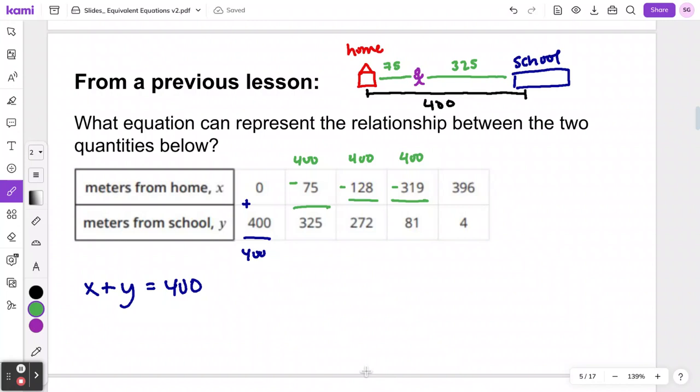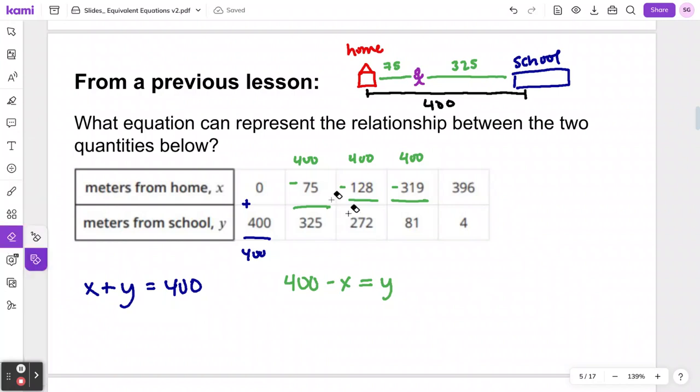Some other people in class noticed that if you take 400 and you subtract that first value, the meters from home, it gives you the second value. It gives you your meters from school. Again, if we look at this picture, that can make sense. We've got that total distance we would need to walk is 400 meters. And if you subtract out that distance you walk, for example, 75, it tells you how much distance you have left to walk to school.